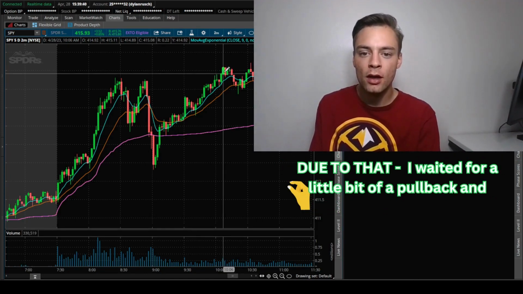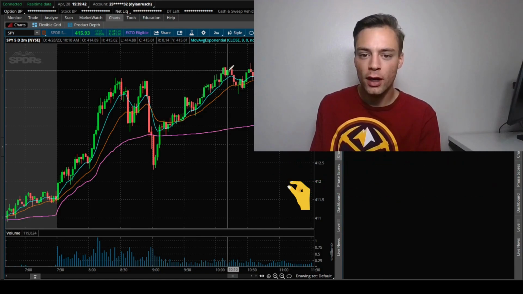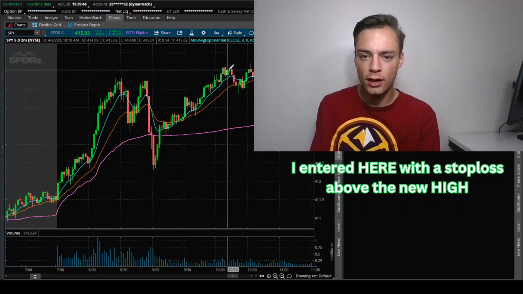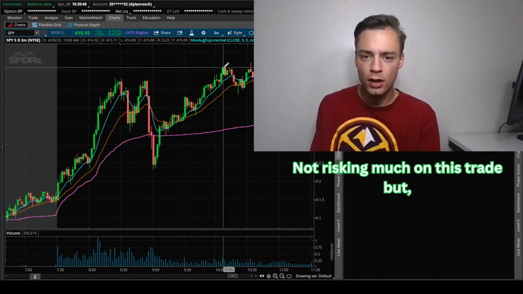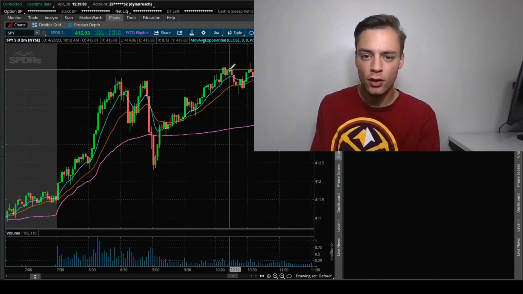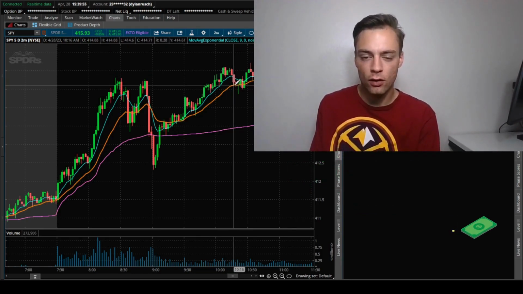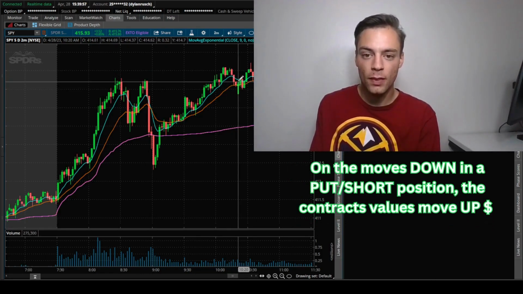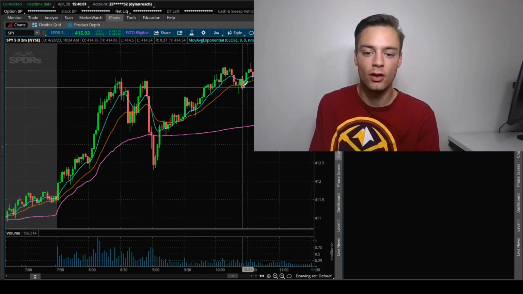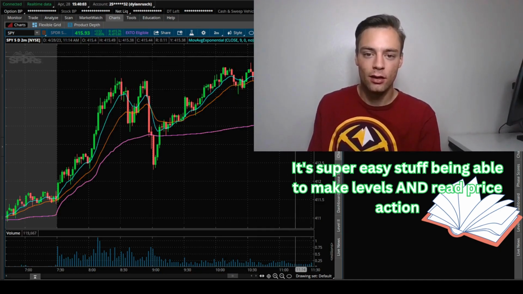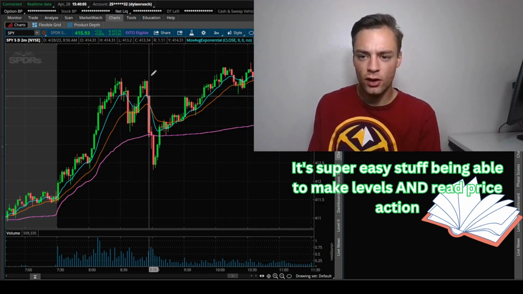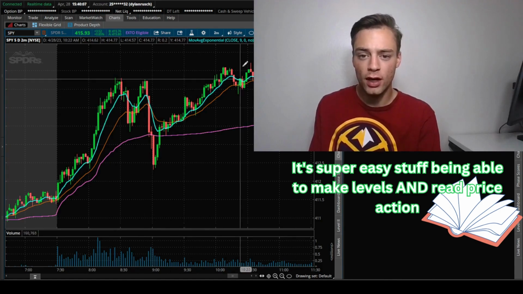And so due to that, I waited for a little bit of a pullback, and I entered somewhere around here with just a small risk above the top side here. Not risking much at all on this trade, but we ended up making around $15 on this immediate move down. And on that move down, that's where we ended up making our money because the contract moves up in value. It's super easy stuff, just figuring out our levels and being able to read price action.